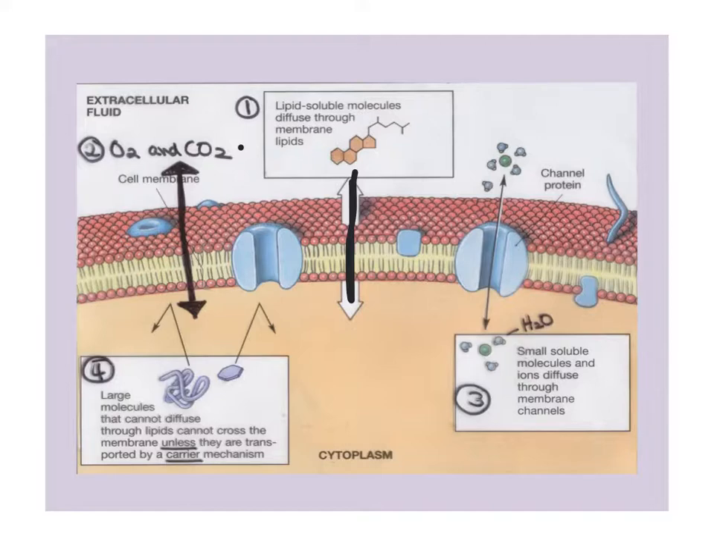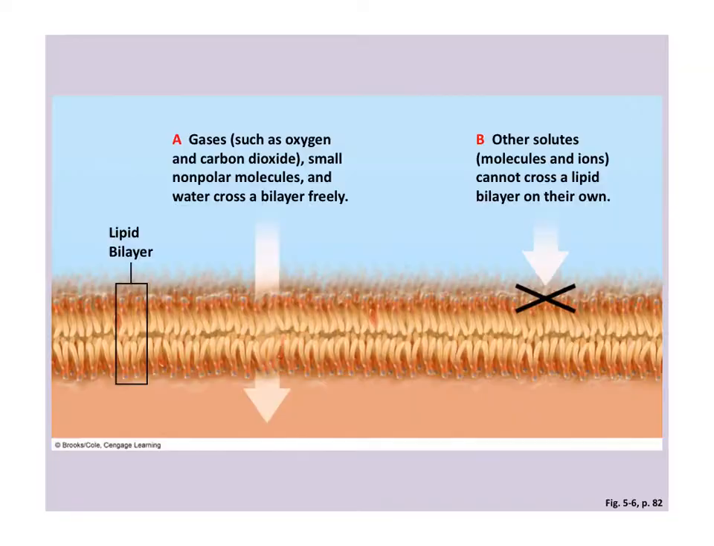Then down here, number 4, large molecules, and I'm assuming that this may be some sort of a protein here. This may be a glucose molecule. These cannot go through unless, again, there is some sort of a specialized protein molecule, such as a carrier protein. And we'll get through those in a few minutes.